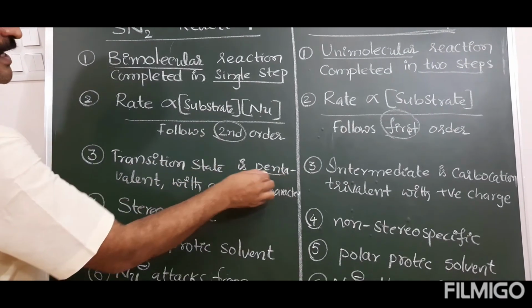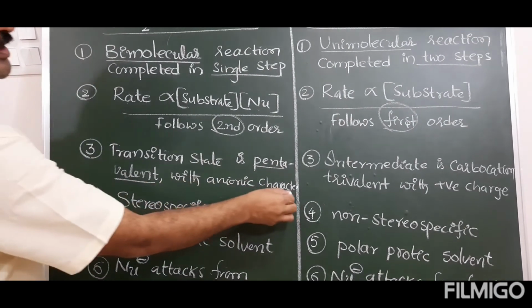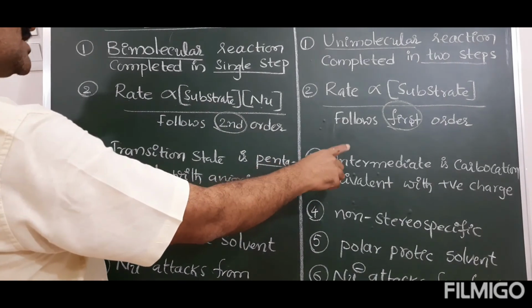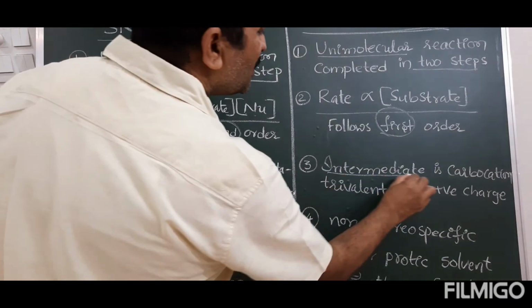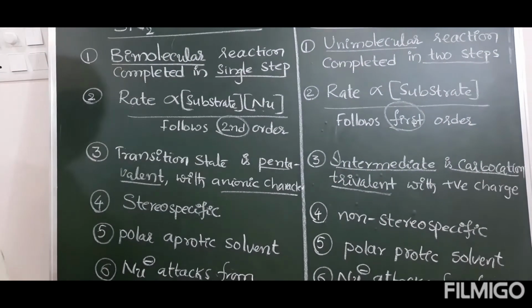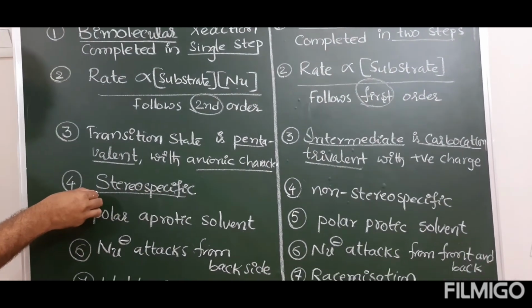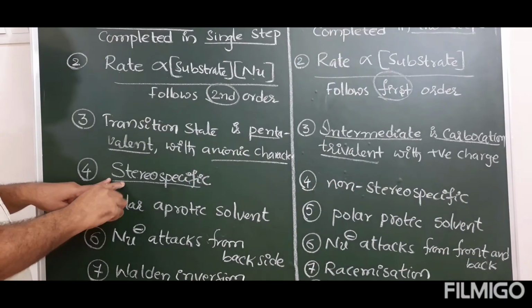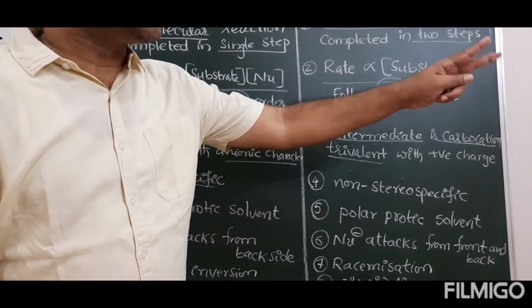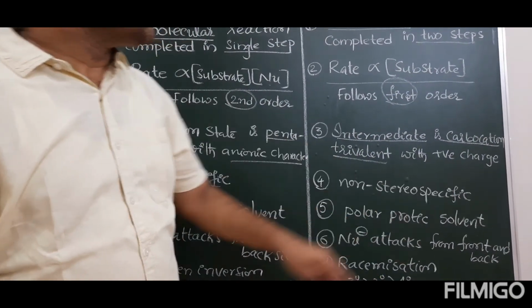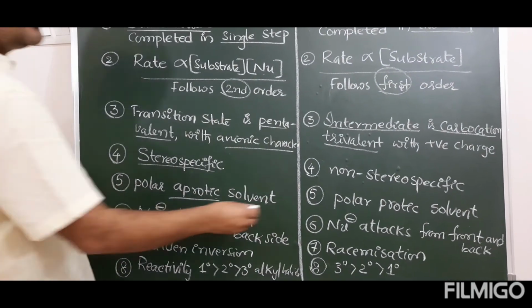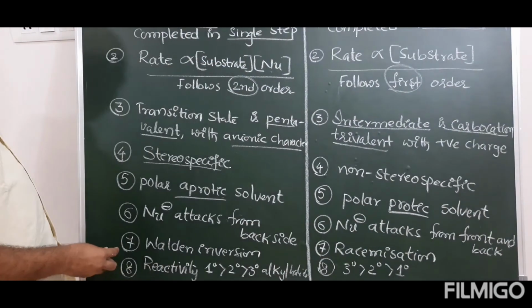The transition state is pentavalent here with anionic character. Here there is no such transition state specifically. Of course transition states are there, but here the intermediate is the carbocation, trivalent with positive charge. These reactions are stereospecific because the configuration is inverted. Whatever the configuration of the reactant, you are getting two types of products. That's why here it is non-stereospecific. Polar aprotic solvent is comfortable for SN2. Polar protic solvents are comfortable for SN1.